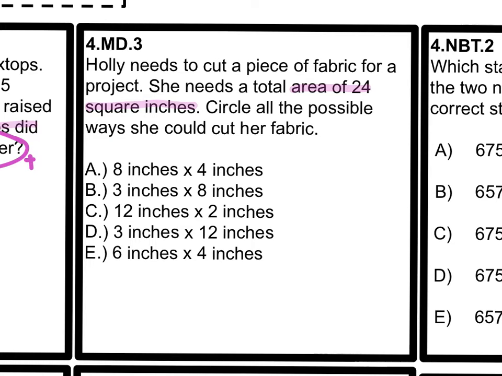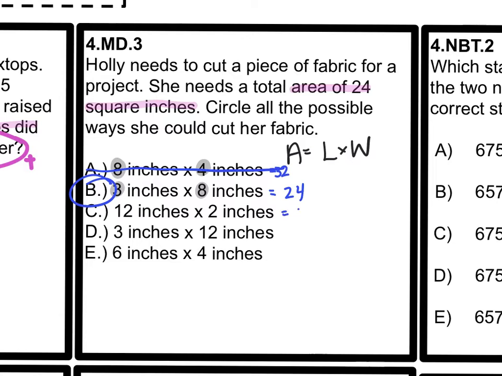Remember, when you're trying to find area, you are looking for length times width. So we are just going to simply multiply these numbers together, 8 and 4, 8 and 3, and so on, to figure out if they're going to equal 24 square inches. So 8 times 4 is 32. So this one's not going to work because it's not our 24 square inches. 3 times 8 is 24, so this one's a winner. B is one of those.